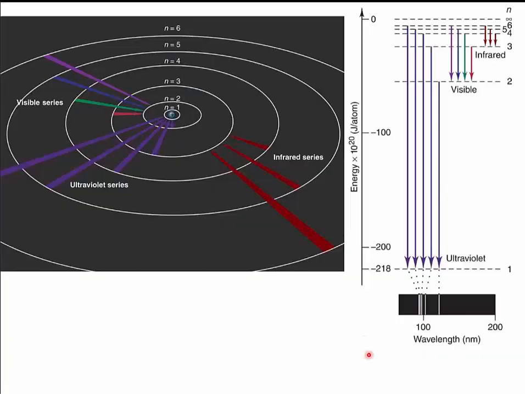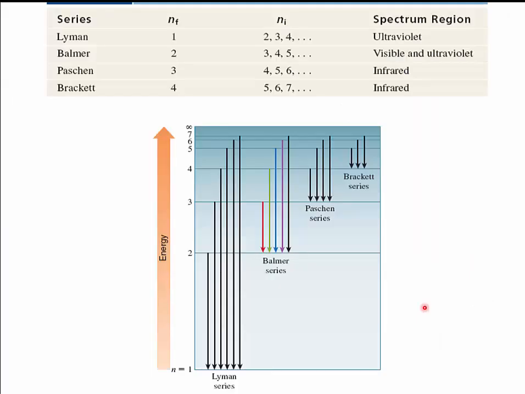For our hydrogen atom, we said that our transitions between n equals 3, 4, 5, and 6 are our visible ones. And then we've got some that are in the ultraviolet and some that are in the infrared. So here we've got some that are in the visible, ending at n equals 2. Our infrared ones are going to be ending at n equals 3, and our ultraviolets are going to be ones that are ending at n equals 1. They've got different names. I do not expect you to know them.